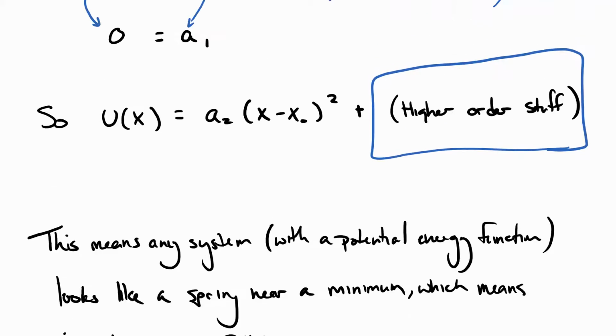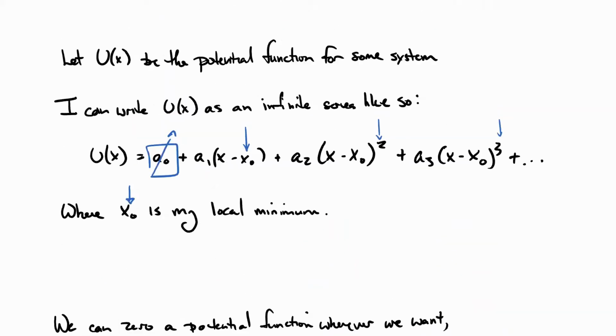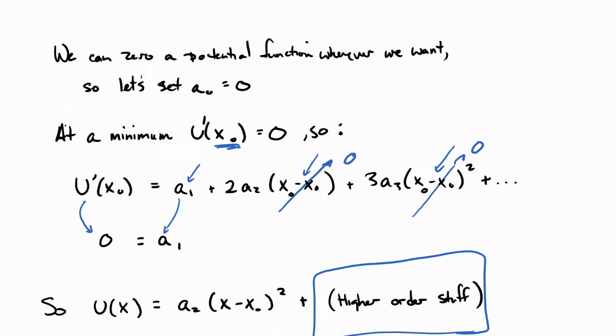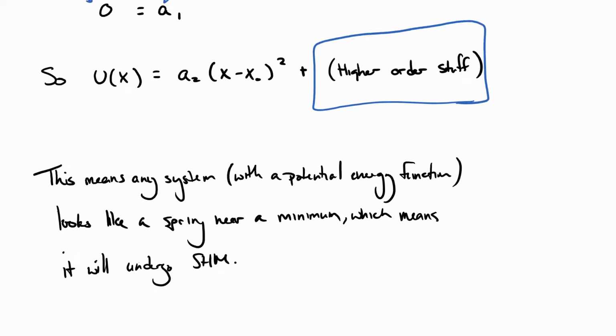Because near a minimum, the distance away from the minimum, so the position minus the minimum's position, that distance, is small. A small quantity squared is very small. A small quantity cubed is much smaller than that. So each successive term in this function is smaller than the term before it.